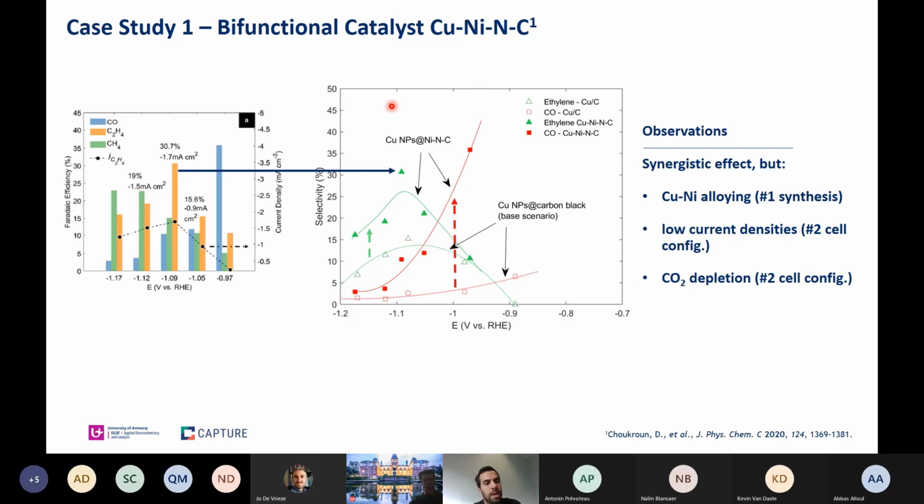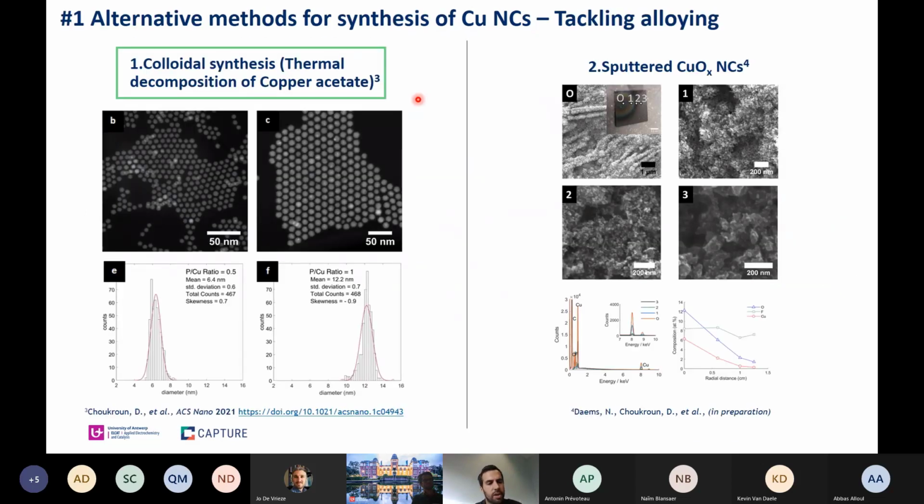between the two functionalities. But at the same time, we had some issues with the synthesis of this catalyst, and we had some issues with copper nickel alloying during the synthesis. And also in the cell configuration we used, we obtained only low current densities because of CO2 depletion near the catalyst surface, probably because of the higher pH at the electrode surface and the low solubility of CO2 under these conditions. So to tackle those two problems, we went on to synthesize copper nanoparticles in a separate stage.